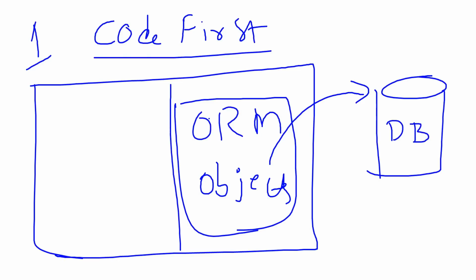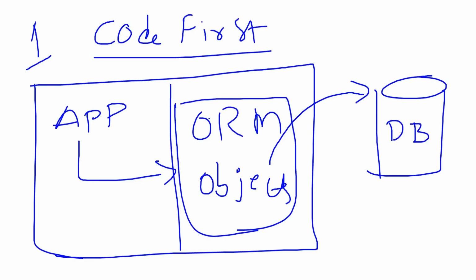First we will create the code. Using that code we will generate the database. Then we will start using it. That's why the first approach is the code first approach. So when we are writing our application, we will build Entity Framework objects or ORM objects in our project first. Then using those ORM objects, we will generate the database. That's why it is a code first approach.